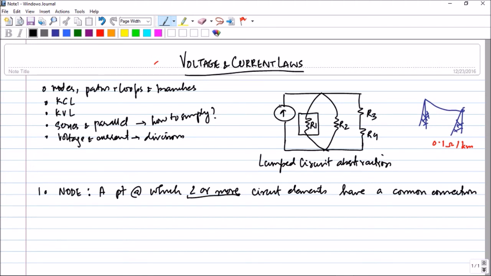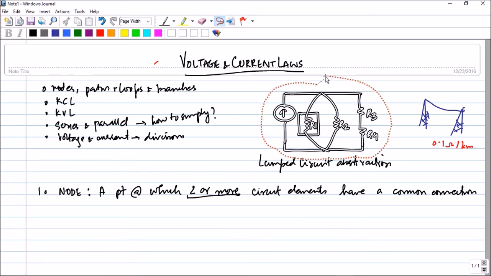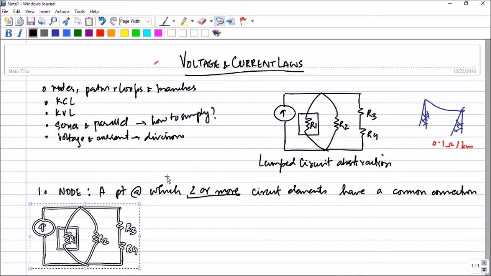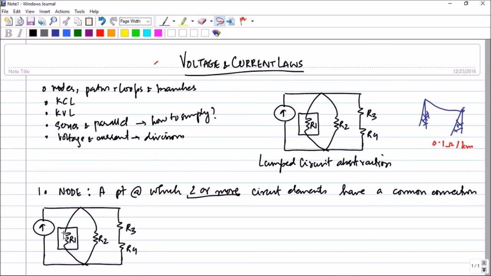So let us take this circuit here. Let me just copy that circuit, as we will be requiring this circuit in a number of areas. Control C, and I'll just paste this circuit here. So in this circuit, let us see how many nodes are present.